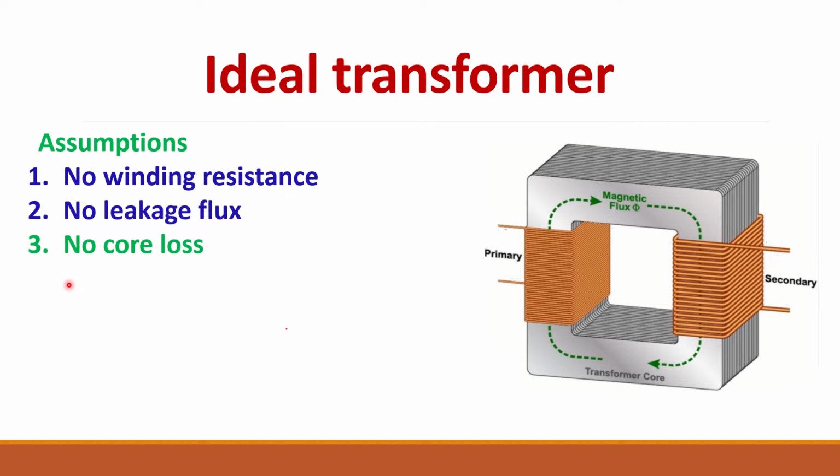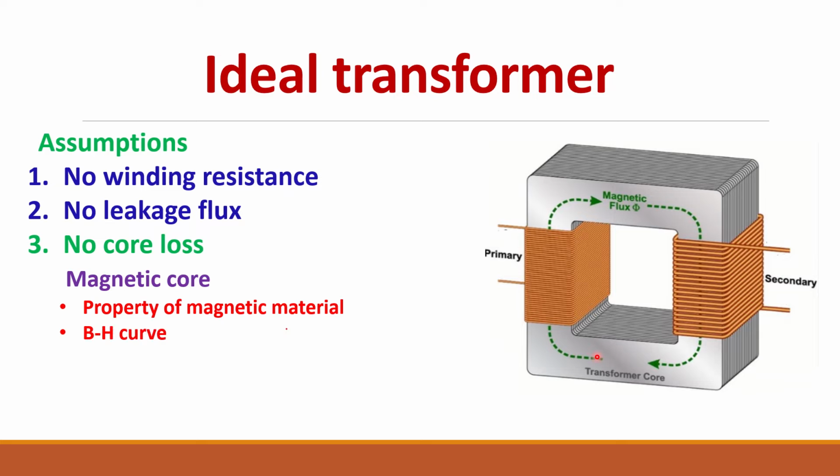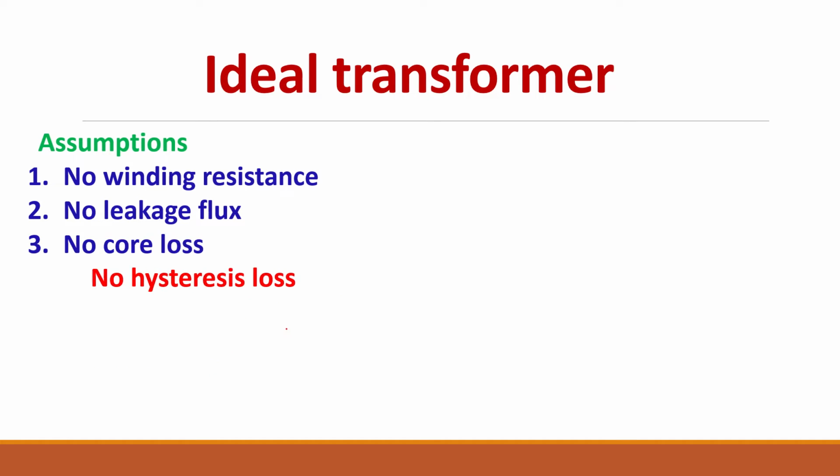The next assumption is there is no core loss. So we have seen the two major parts of a transformer: one is the winding, the other one is the magnetic core. The magnetic properties of this transformer core play a major role in the performance of the transformer. For the magnetic core, two properties are important: one is the BH curve, another one is the relative permeability mu R of the material. Depending upon what type of core we use, these things will change. So we will see about this one first.